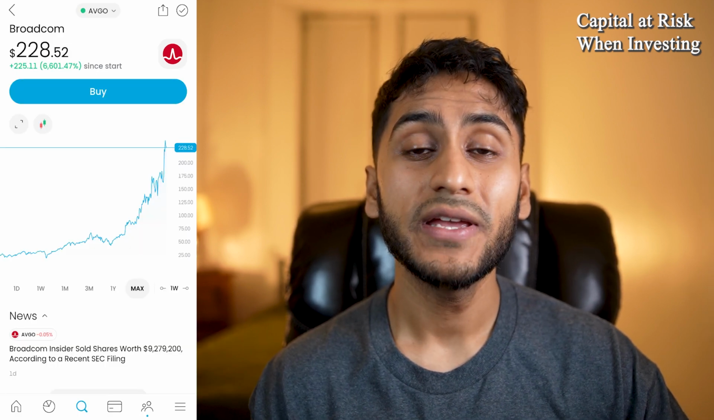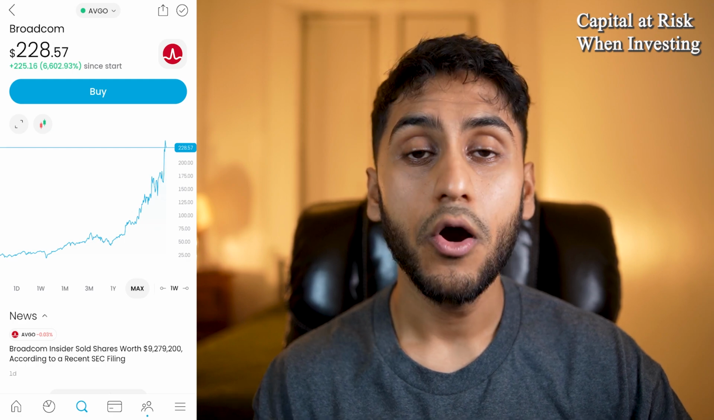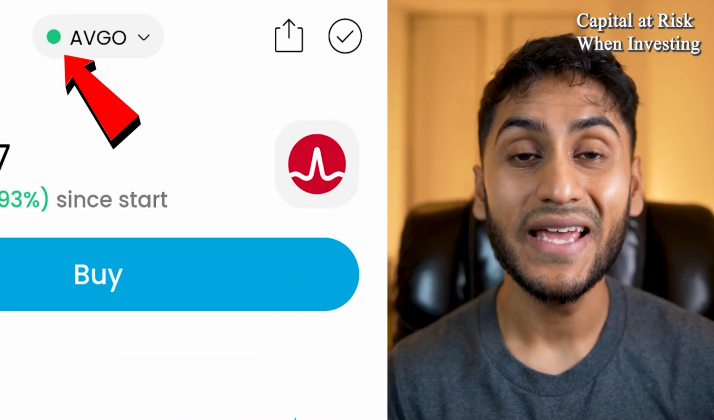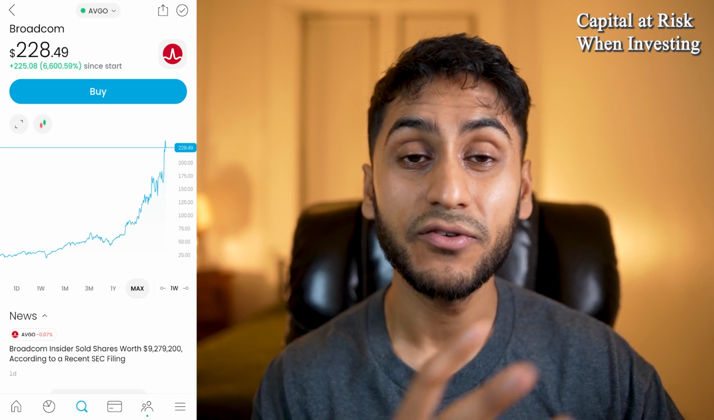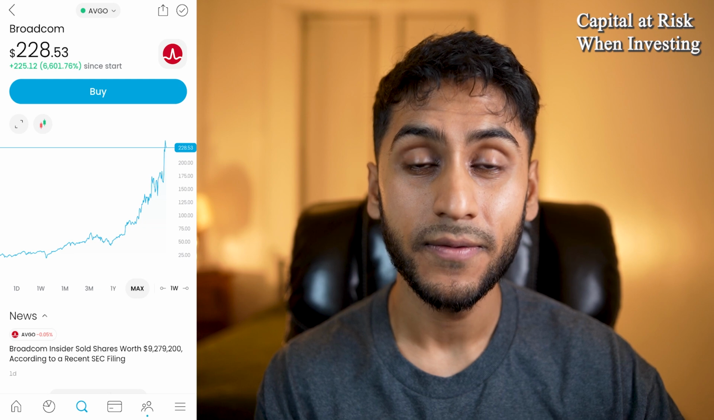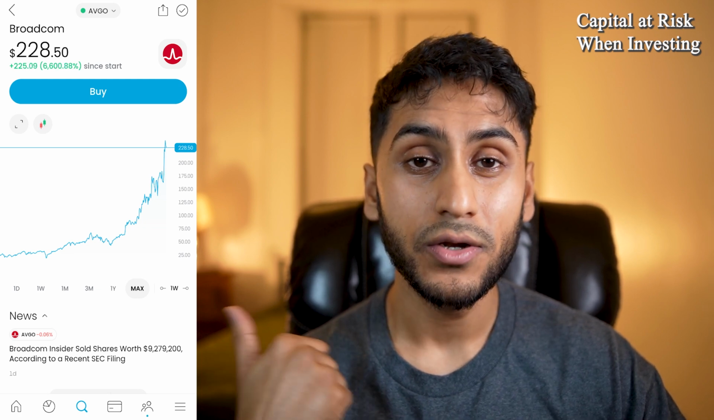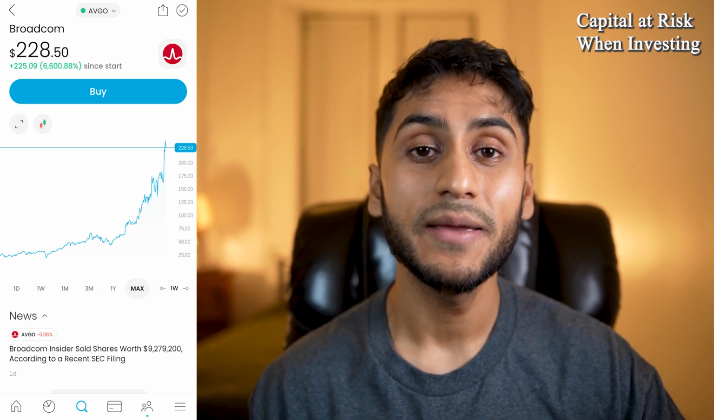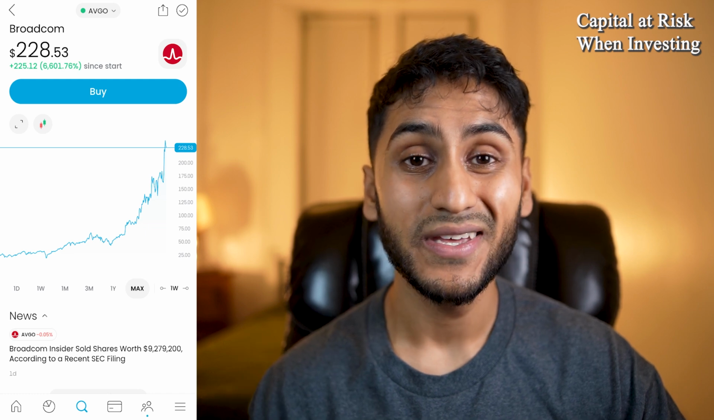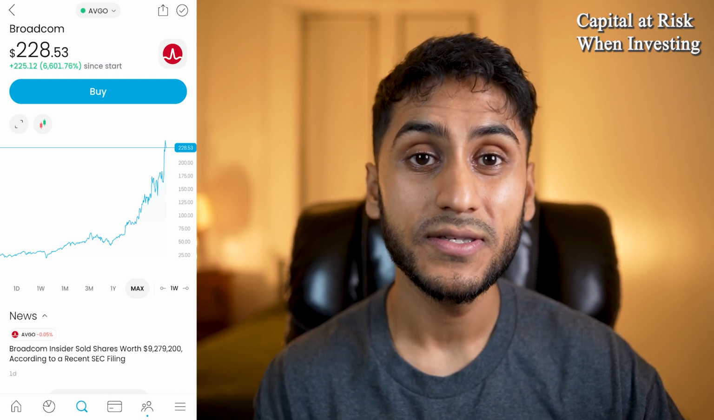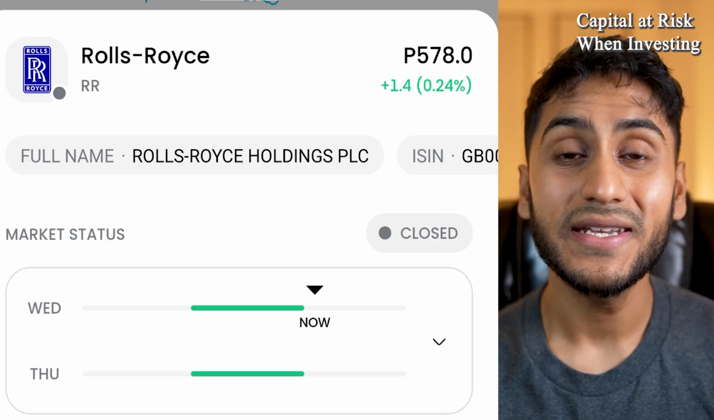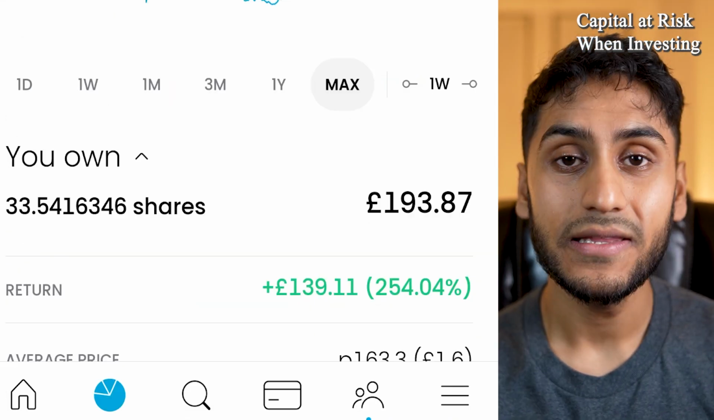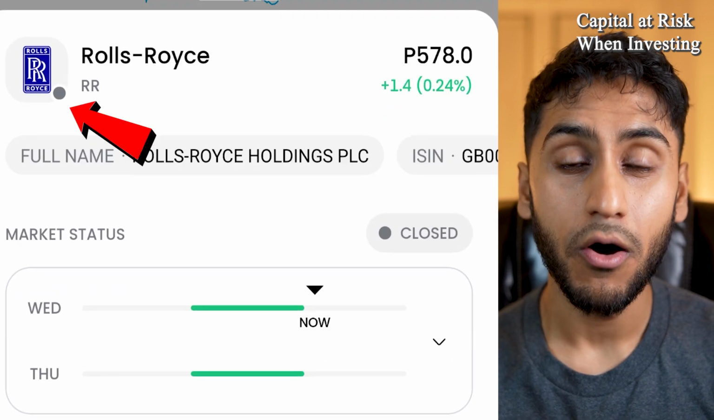Now, if you are wondering if the stock market is open or not, over here where I said the ticker symbol, there is a green light which indicates that that stock is trading currently and that respective stock market is open. In the UK, we have, for example, the London Stock Exchange, but for the Americans, they might have the New York Stock Exchange, the Nasdaq, and a few others. For example, if I go into Rolls-Royce currently, you can see that the stock market is closed for UK companies. You can also see that the light is off or grayed out.